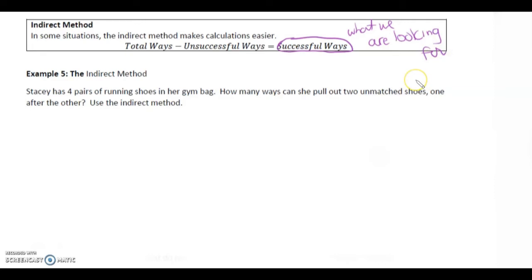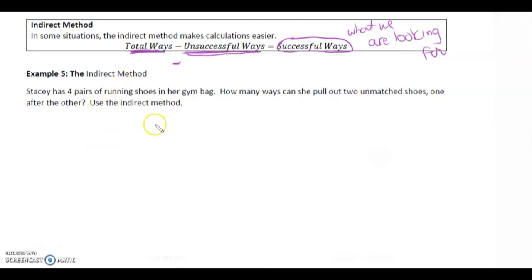How we're going to actually calculate it is not directly, as you've seen in the last couple of questions. What we're going to do is take the total number of ways something can be arranged and then subtract the unsuccessful ways. When the unsuccessful ways are really easy to calculate, this is usually the approach we take instead of something way more complex. So in example 5, we take a look at the indirect method.